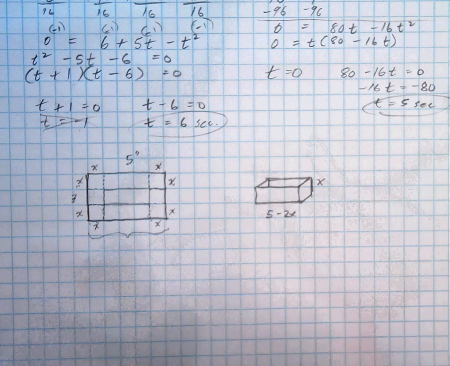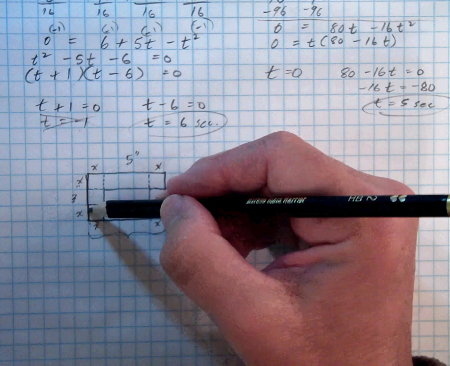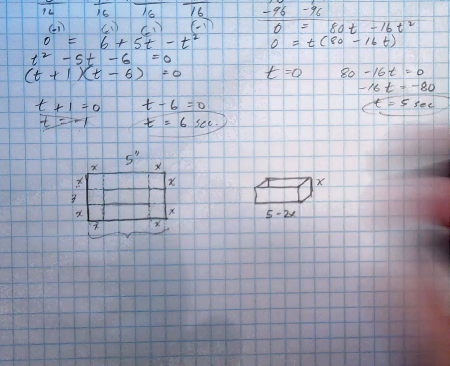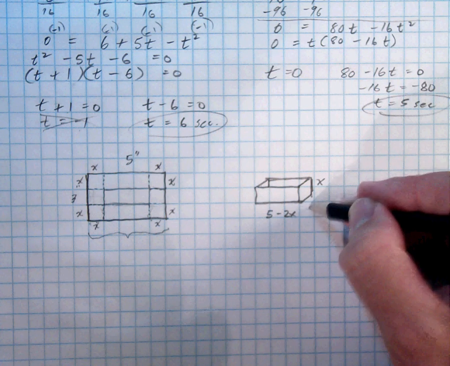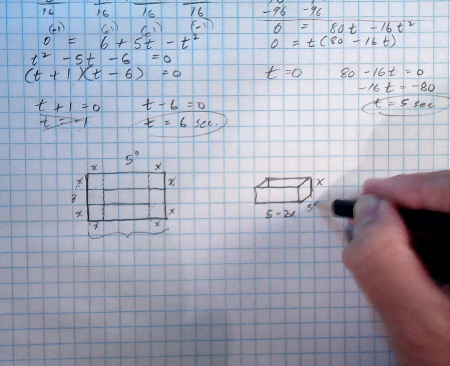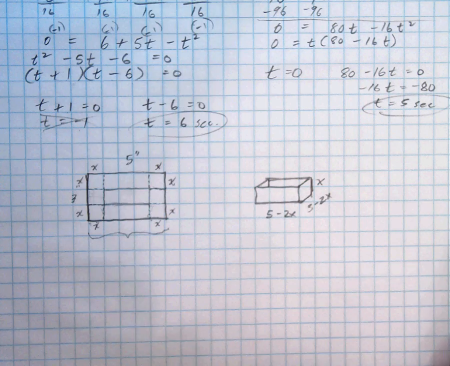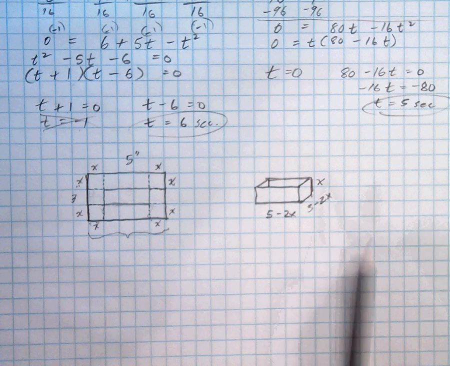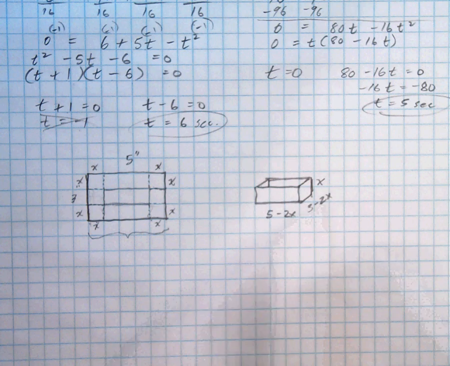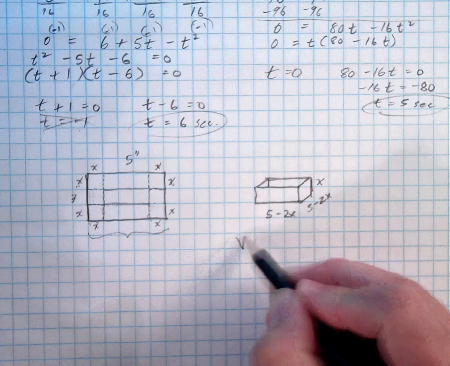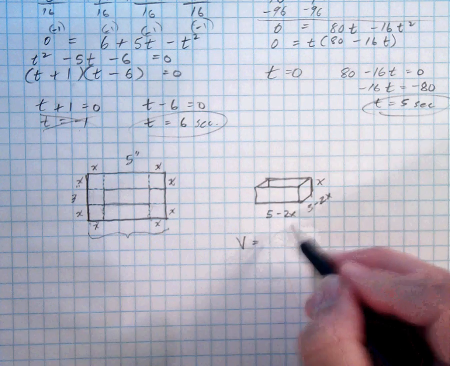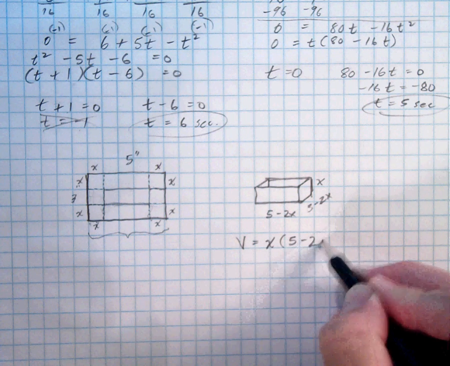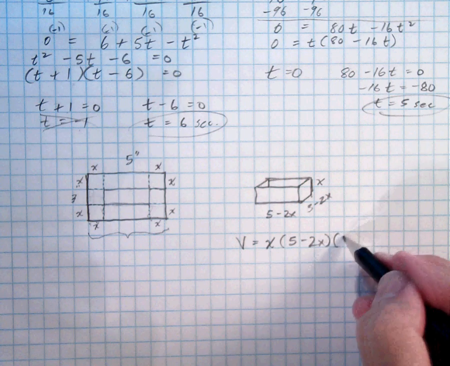And this one over here is the same. It was 3, but you took out x here and x here away from it. So you're left with 3 minus 2x. So these are the dimensions of the box in terms of x. And if you want to find the volume of the box, you just multiply them all. So the volume of the box is equal to x times (5 minus 2x) times (3 minus 2x).